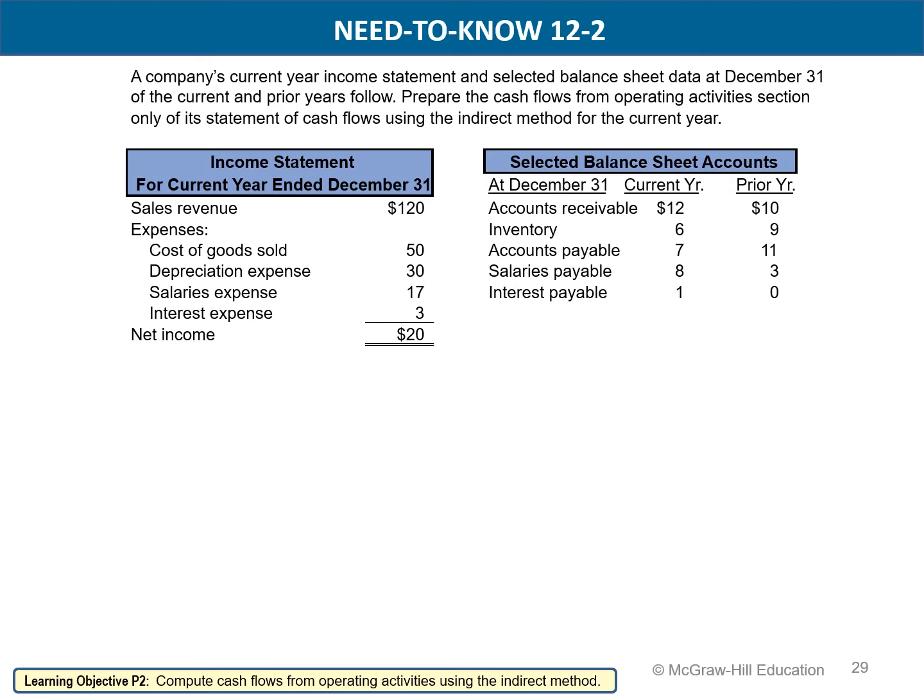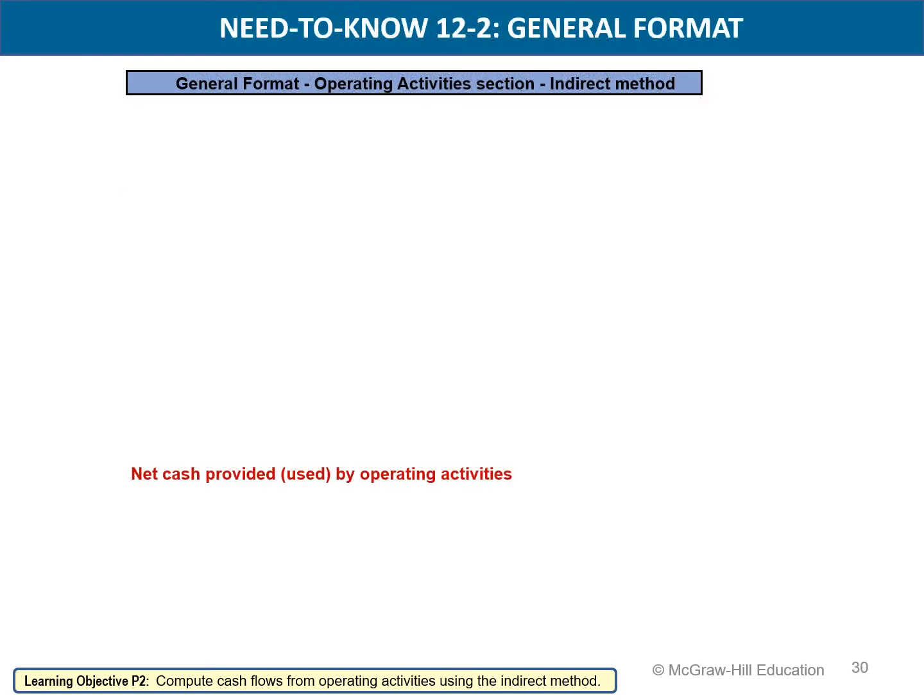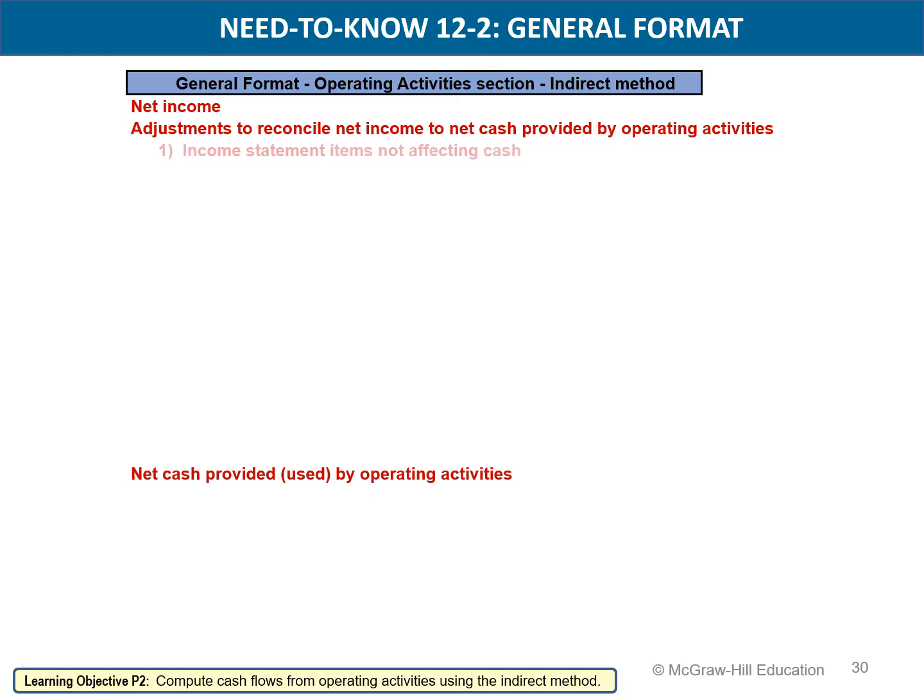All right, so a company's current year income statement and selected balance sheet data is presented. They want us to prepare the cash flow from operating activities section of the statement using the indirect method for the current year. All right, so our general format is net income plus adjustments to reconcile net income to net cash provided by operating activities.